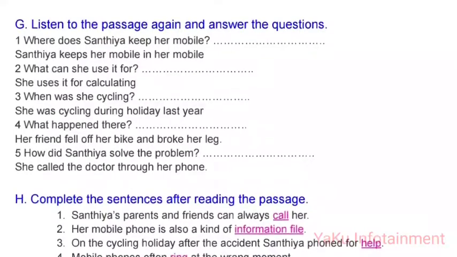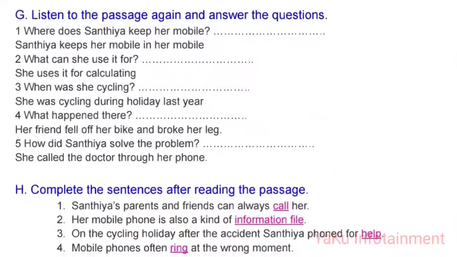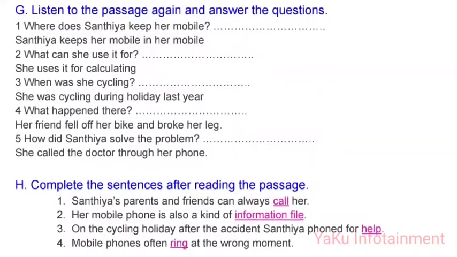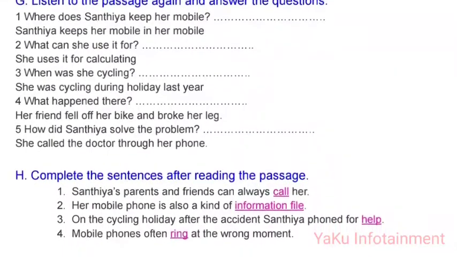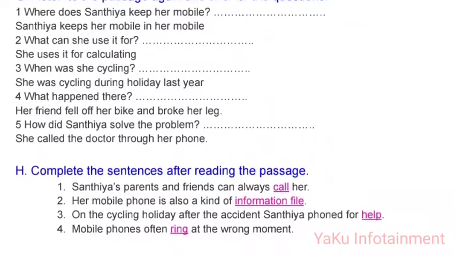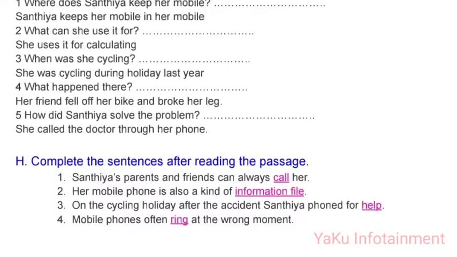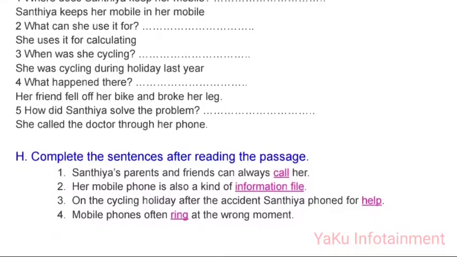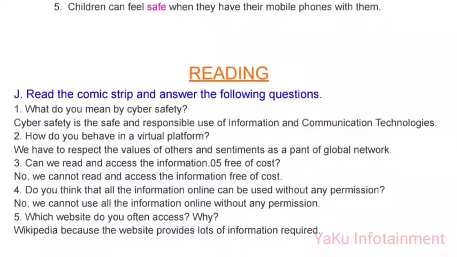H. Complete the sentences after reading the passage. Cynthia's parents and friends can always call her. Her mobile phone is also a kind of information file. On the cycling holiday after the accident, Cynthia phoned for help. Mobile phones often ring at the wrong moment. Children can feel safe when they have their mobile phones with them.